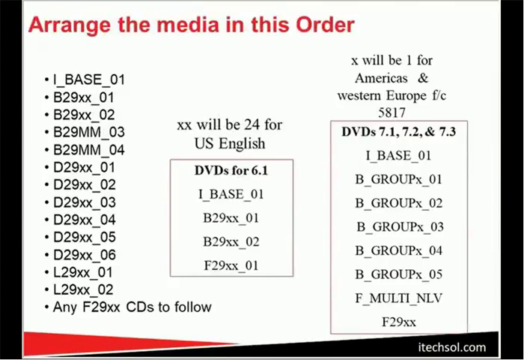I'm going to arrange my media in this order. Now, this is 5.4. This is all CDs. This is 6.1. This is just DVDs. And this is 7.1, 7.2, and 7.3.